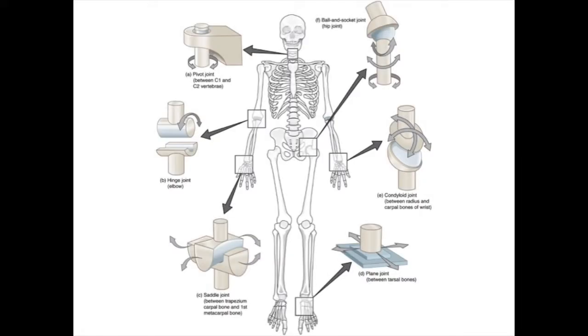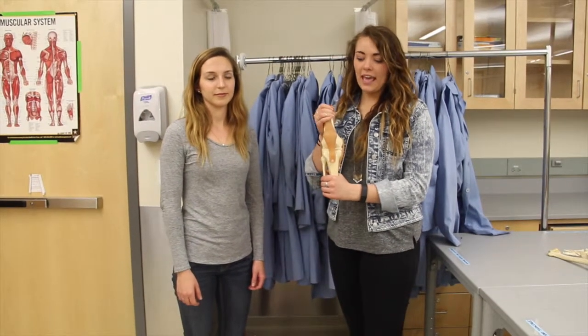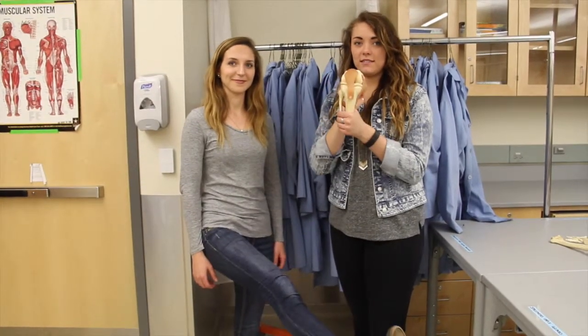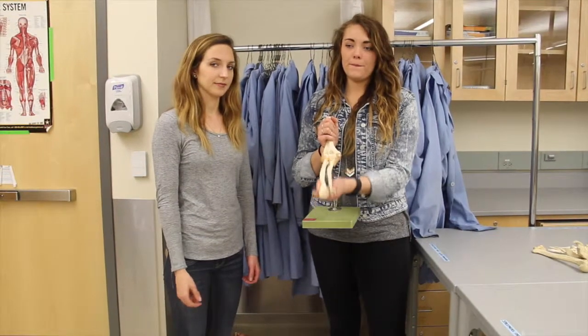There are 6 different subclassifications of synovial joints. They include hinge, ball and socket, condyloid, pivot, saddle, and plane or gliding joint. Let's take a look at some examples of each of these. Example of a hinge joint would be the knee. It does flexion and extension along a single axis. Another example of a hinge joint is the elbow.